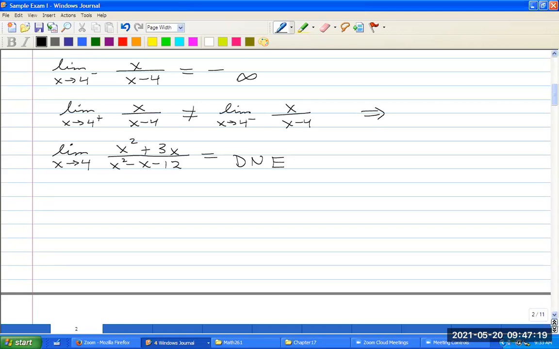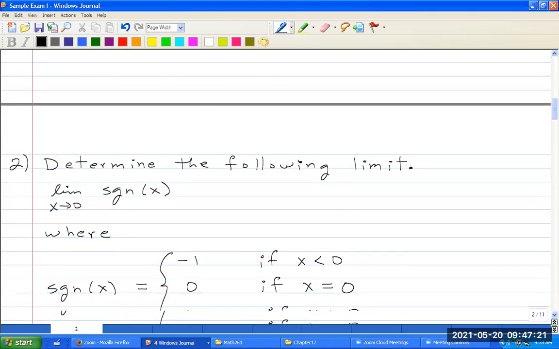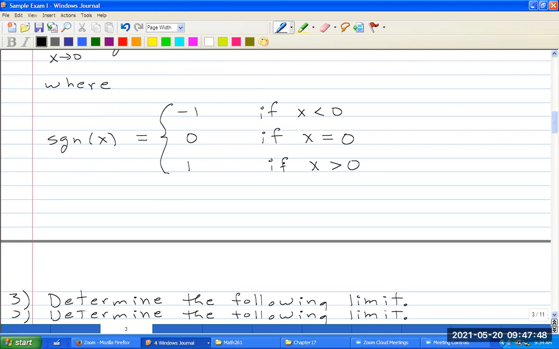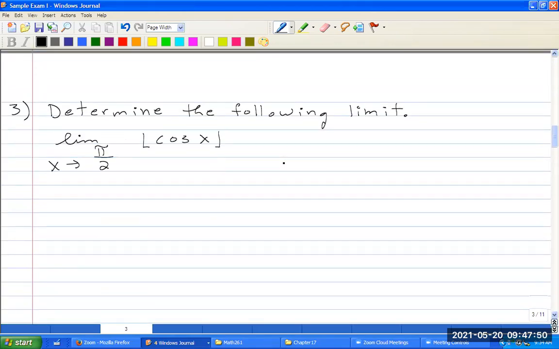Let me do problem number 2. Determine the following limit. The limit as x approaches 0 of the sign of x, where the sign of x is negative 1 if x is less than 0, 0 if x is 0, and 1 if x is greater than 0. This is a standard function that people use.